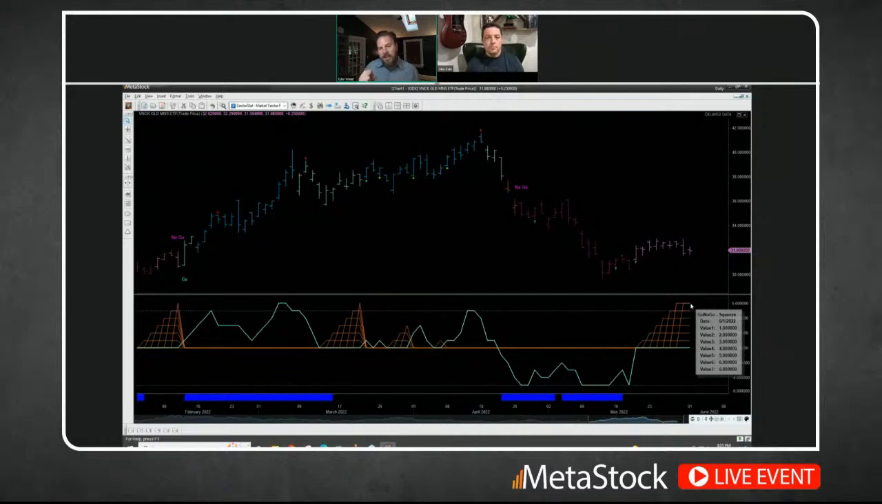So either that oscillator is going to break out above the zero line and then we're off to the races for gold miners, or it's going to roll over again. Right, all of this tug of war at this price level for gold miners might resolve itself that the sellers take control again, and then there's a lot further downside.